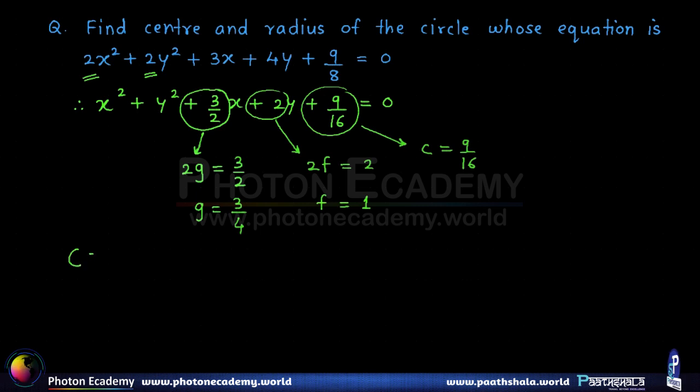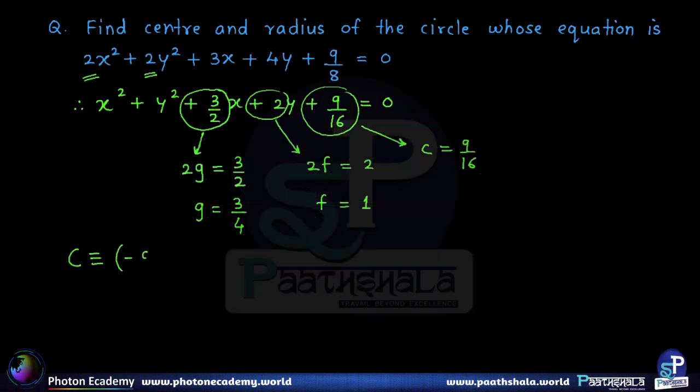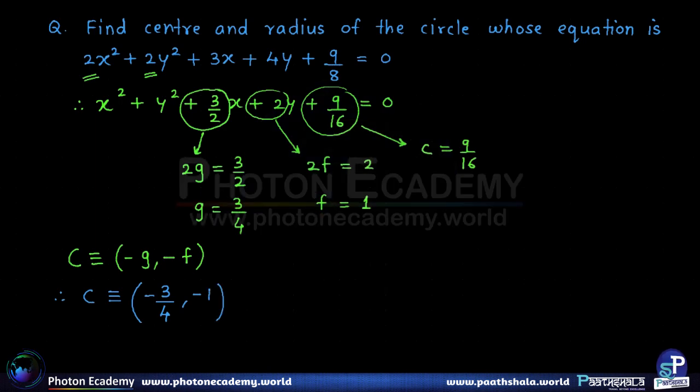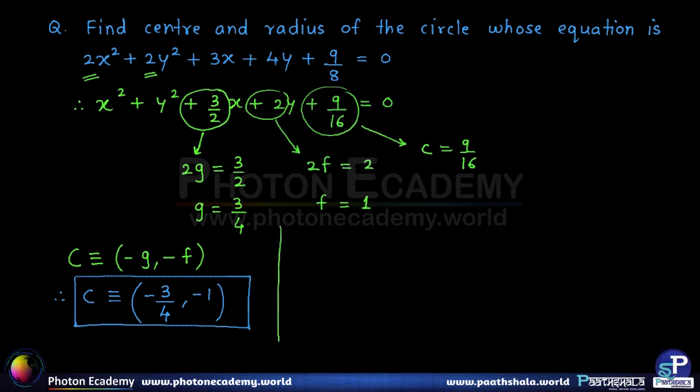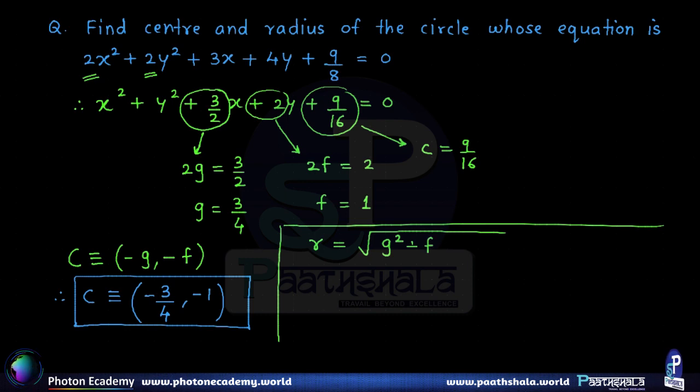Now we know that the center is at minus g comma minus f. So therefore we get the center as minus 3 by 4 and minus 1. So we have obtained the location of the center. Now as far as the radius is considered, what is the expression for radius? Radius was nothing but root of g square plus f square minus c. Okay, so let us calculate that.